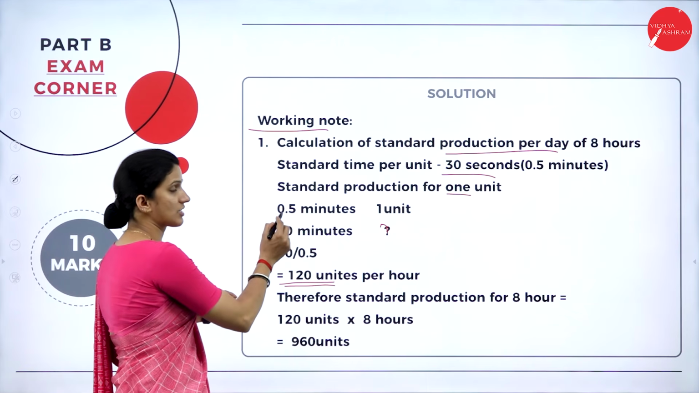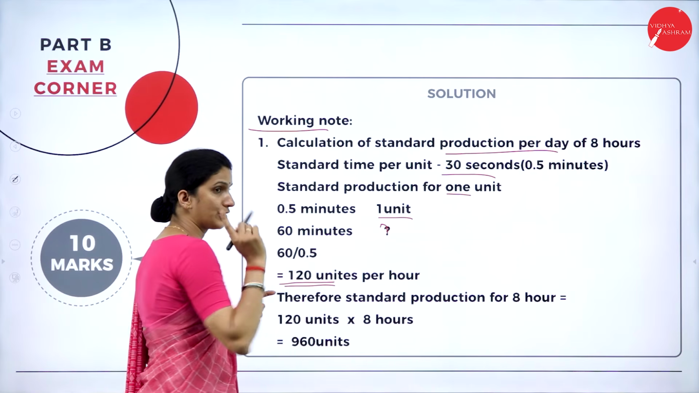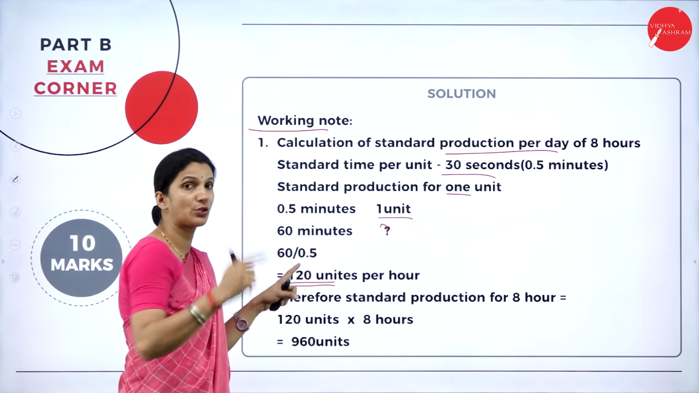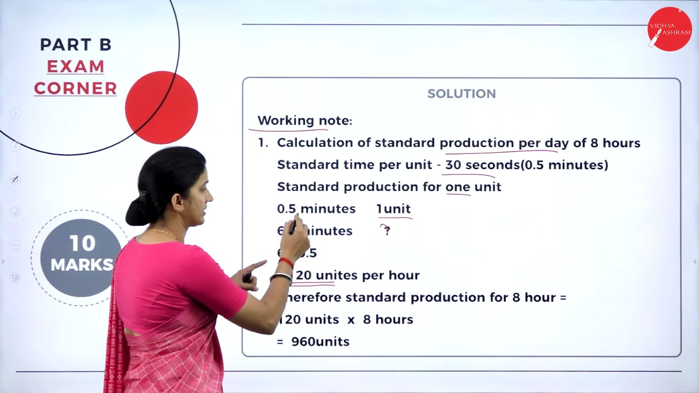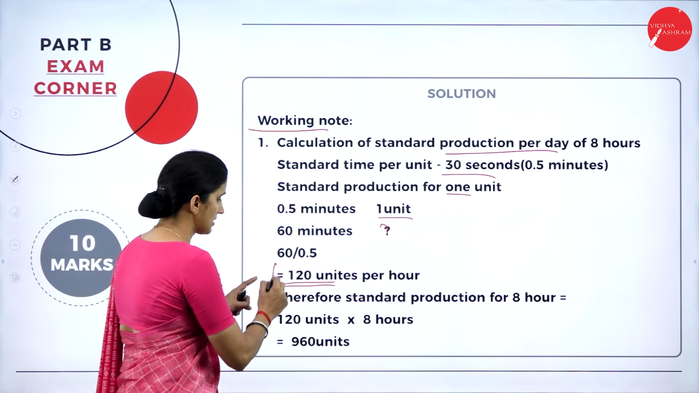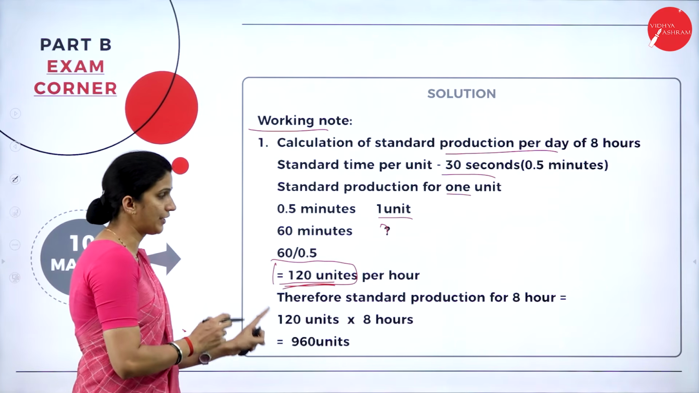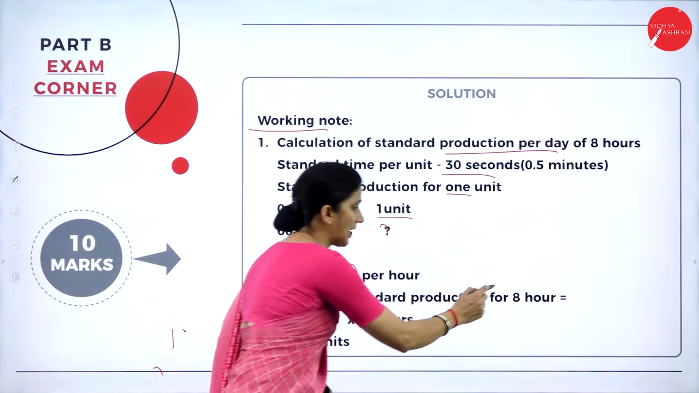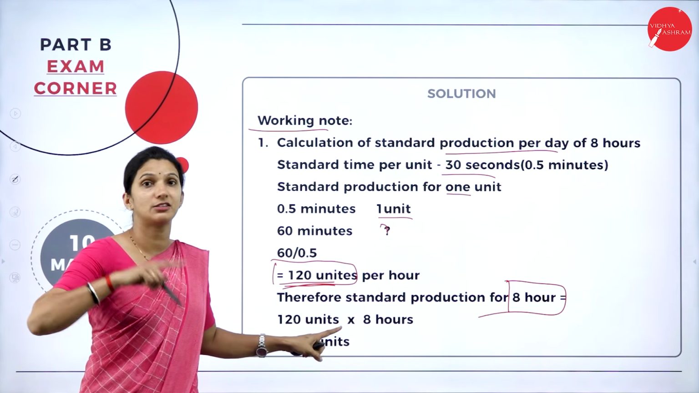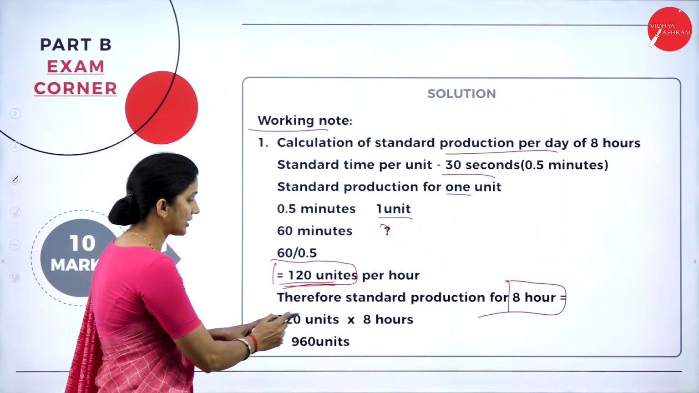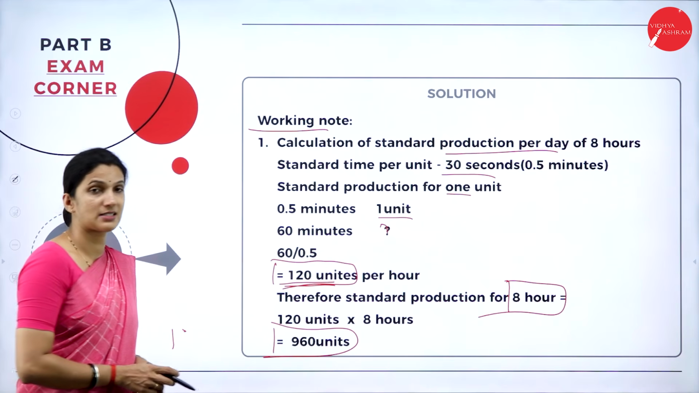So 30 seconds means 0.5 minutes. In 0.5 minutes, you can produce 1 unit. And in 60 minutes, how many units can you produce? We get 60 into 1 divided by 0.5, so it is 120 units per hour. Therefore, the standard production for 8 hours: we are calculating the earnings for 8 hours, so 120 units into 8 hours, your standard production is 960 units.